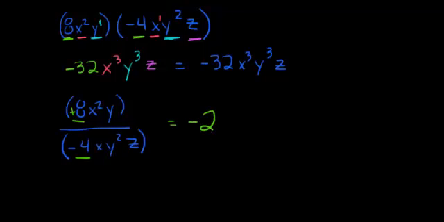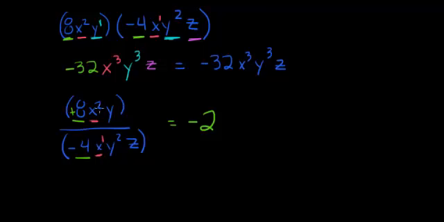Here I have my x's. x squared, x to the first. Remember, we're dividing, so now we subtract. So we want to find the difference of the absolute values of their exponents. This is 2 and 1.